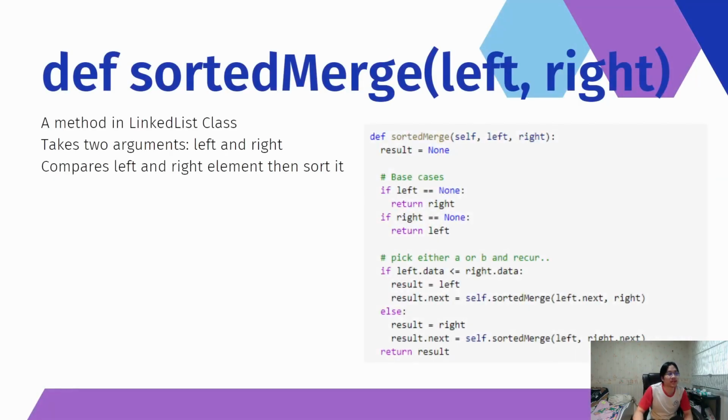So the sorted merge uses two arguments, which is the left and right partition of a linked list or a node in some case. So this is the base case, which is there's no more node to compare, so it will return right and left directly. But if there are nodes to compare, it will compare the data of the node and returns the one which has lower value. And it does this recursively too until we get a full linked list back in the end.